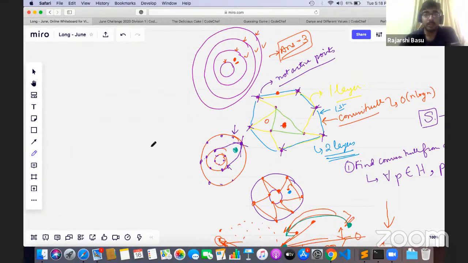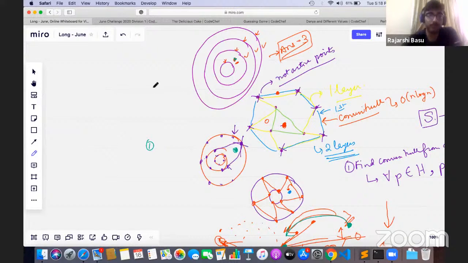Now, second part. So we can build the convex hulls. Now, how do you check whether a particular point lies within a convex hull? There are several methods to do this. I have linked some of the methods in the editorial.